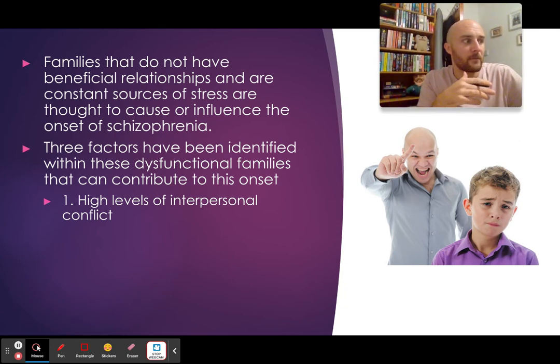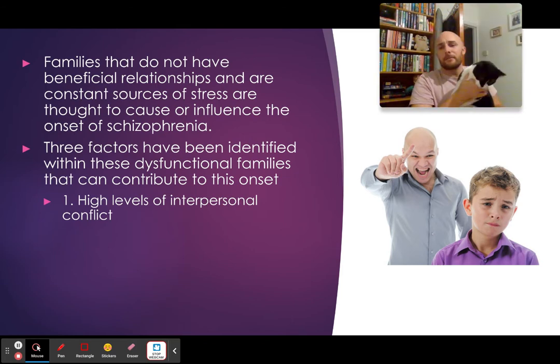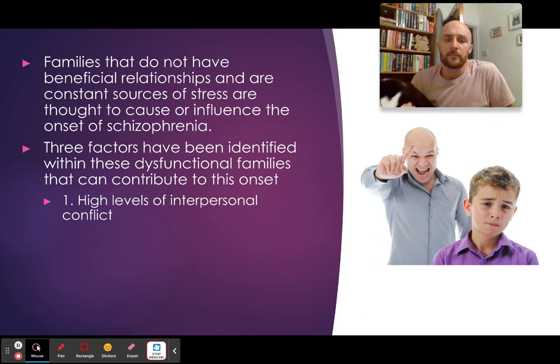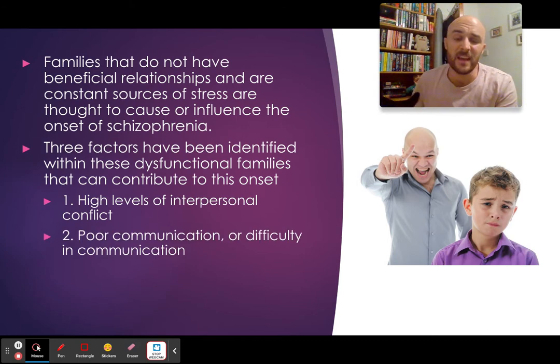It's relatively normal for families to argue, but we're talking excessive amounts of arguing, tension in the air, and so on and so forth. Second, there's poor communication, or difficulty in communication. For example, if families keep a lot of secrets and there's a lot of tension and distrust, that falls under this.